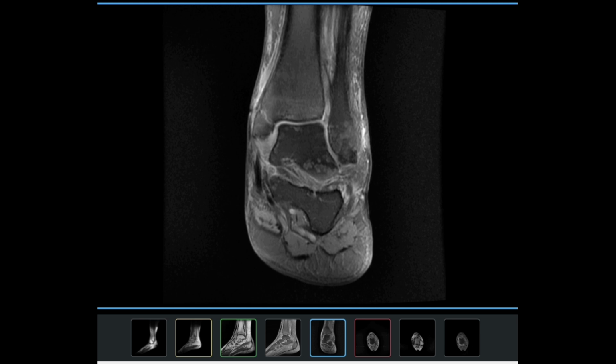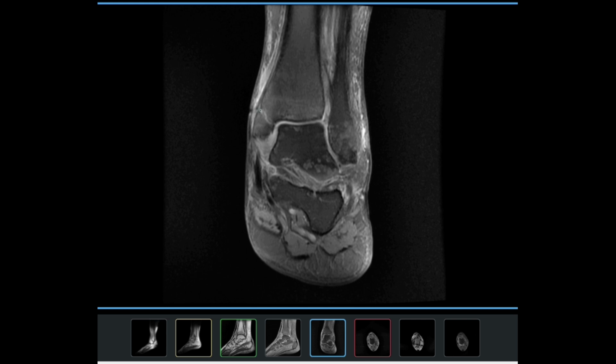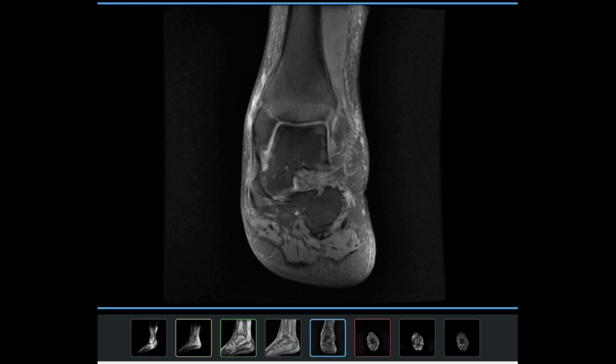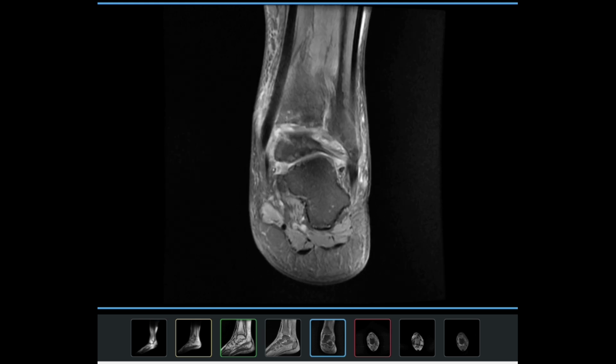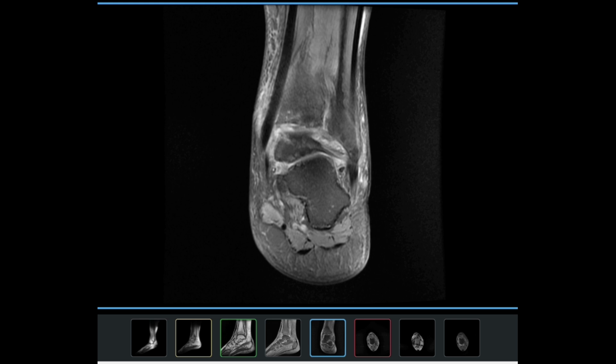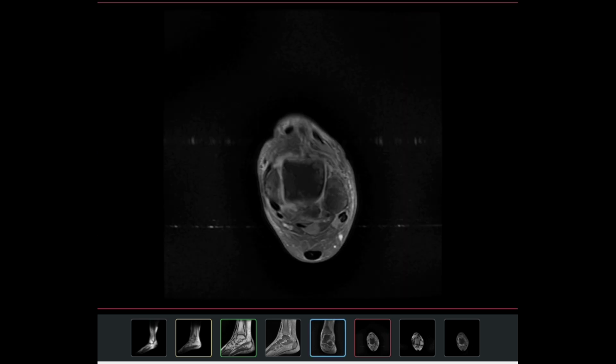This is another patient who underwent trauma to the ankle joint, and here we can see a fracture line involving the medial malleolus. So there is a transverse fracture over the medial malleolus, and there is a lot of hyperintensity over the medial ligamentous complex. So these are actually not intact, and there is a lot of subcutaneous edema. Let us see the axial plane.